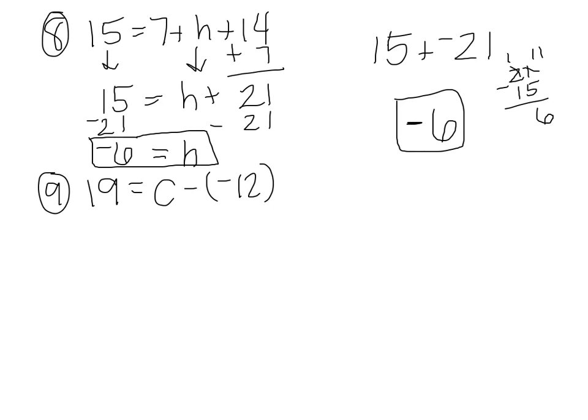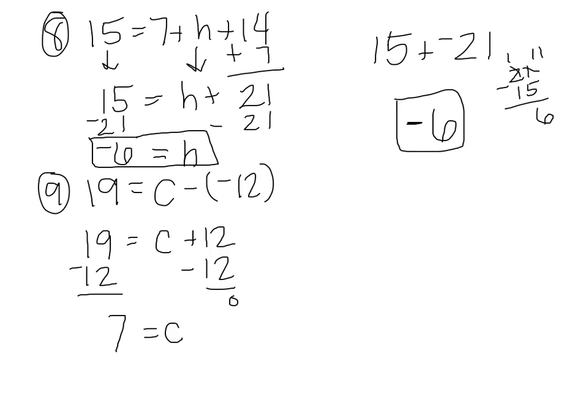Let me erase that so we have space to check our answer. Alright, so now I can rewrite my number sentence by saying 19 equals c plus 12. Okay, so I need to do the opposite. So I need to minus 12, subtract 12 from both sides. I would get 0. Then I would get c equals 19 minus 12. 9 minus 2 is 7. So I would get c equals 7 for my answer.